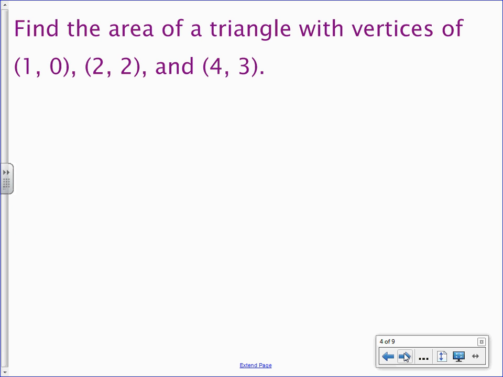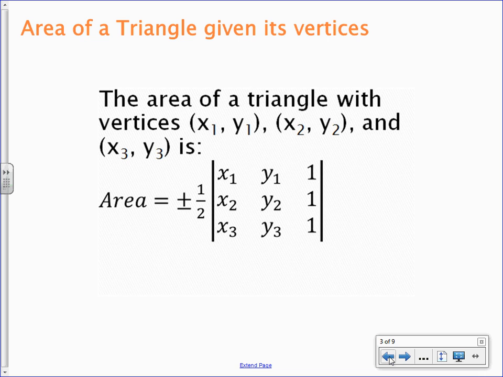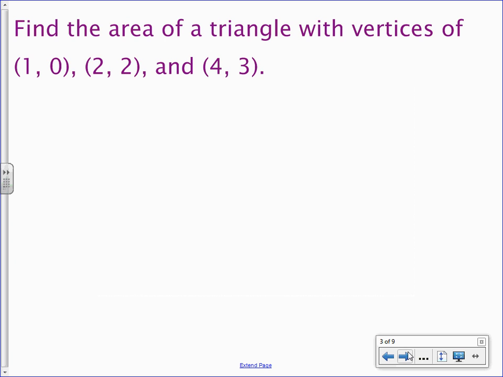So here we go. I want to find the area of a triangle with vertices (1, 0), (2, 2), and (4, 3). We don't need a calculator, because what do these bars mean? They mean determinant, right? We already talked about that. A 3 by 3 determinant we don't need a calculator for. Okay? So our area is plus or minus 1/2, and we'll decide which one we need after we find the determinant.